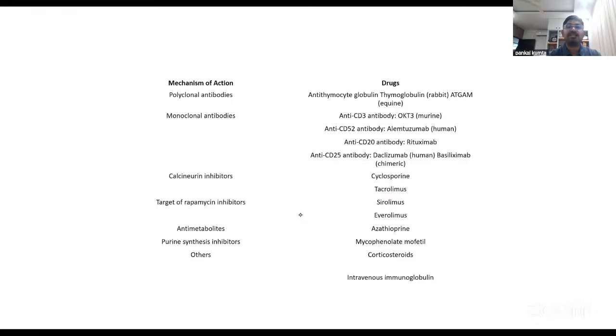So, mechanism of action. You will see polyclonal antibodies like ATG, antithymocyte globulins; monoclonal antibodies like OKT3, or anti-CD3 antibody; alemtuzumab or rituximab, anti-CD52 or CD20; or basiliximab, that is an anti-CD25 antibody. Calcineurin inhibitors, we did speak about them, that is cyclosporin and TAC; target of rapamycin inhibitors or mTOR, that is sirolimus, everolimus; antimetabolites like azathioprine; purine synthesis inhibitors like mycophenolate mofetil; and the king of all, steroids, which shall be used. And again, at times even IVIG will be required.